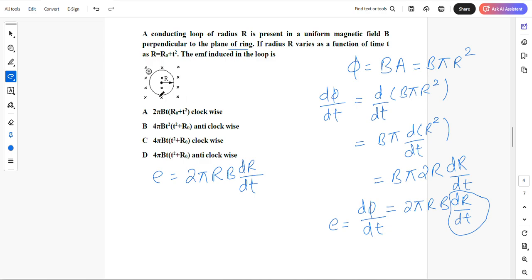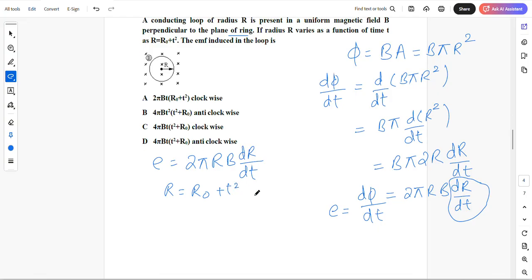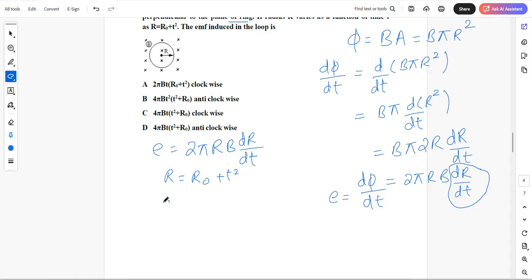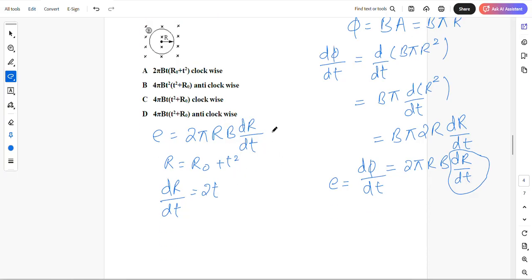Now, what is r given? R is given as r naught plus t square. If I differentiate this, what am I going to get? Dr by dt is equal to, differentiation of a constant is 0, and differentiation of t square is 2t. Now substitute this in equation 1.